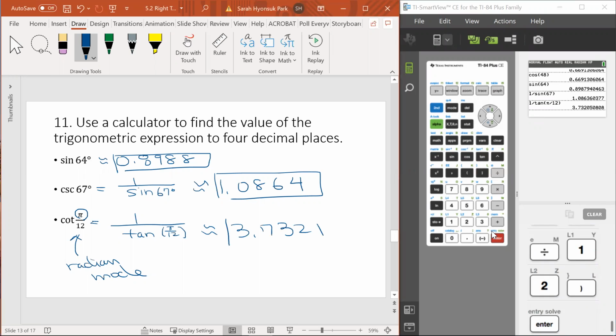So here it's really simple because it's a calculator. Your calculator does the work, but you do have to remember to be at the right mode. And also that if you see cosecant, to recognize it's 1 over sine. If it's secant, to put that in as 1 over cosine. And if it's cotangent, to put in as 1 over tangent.